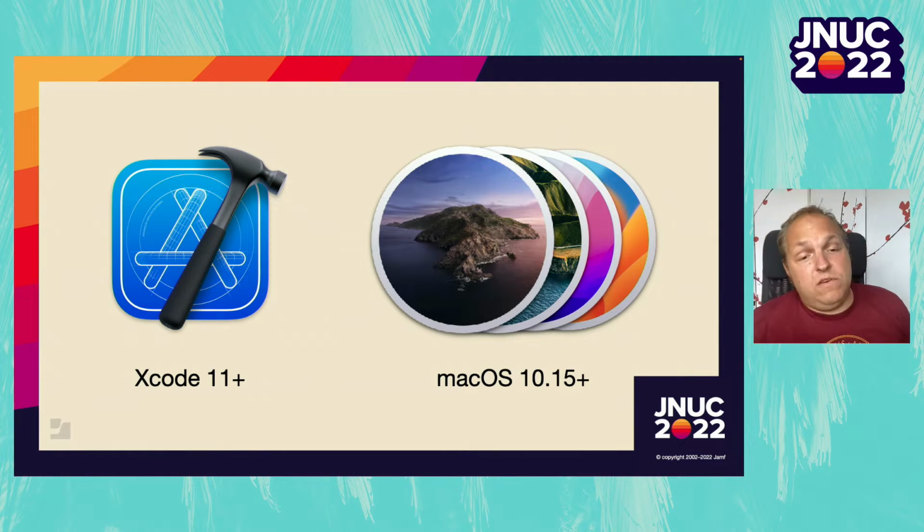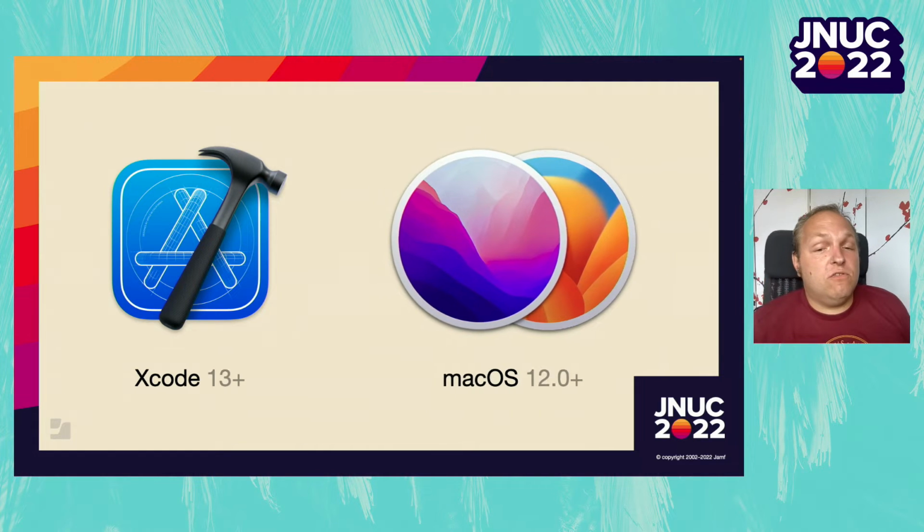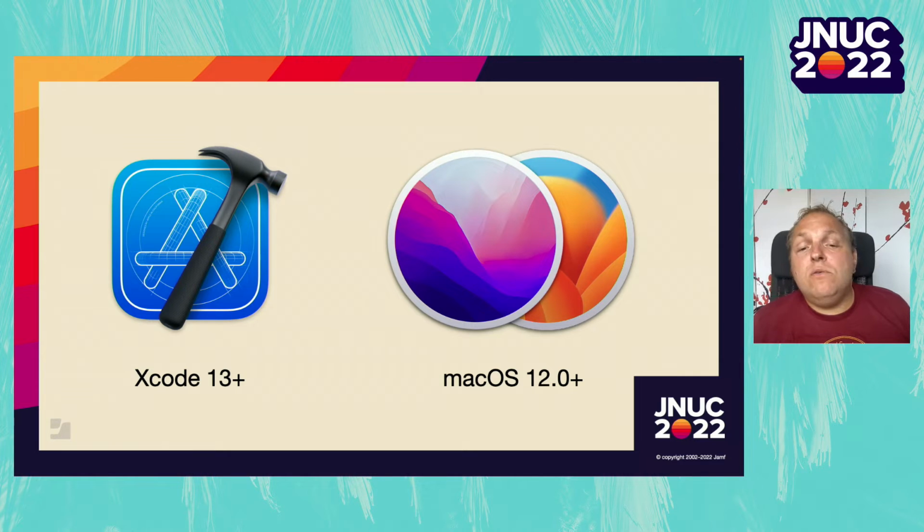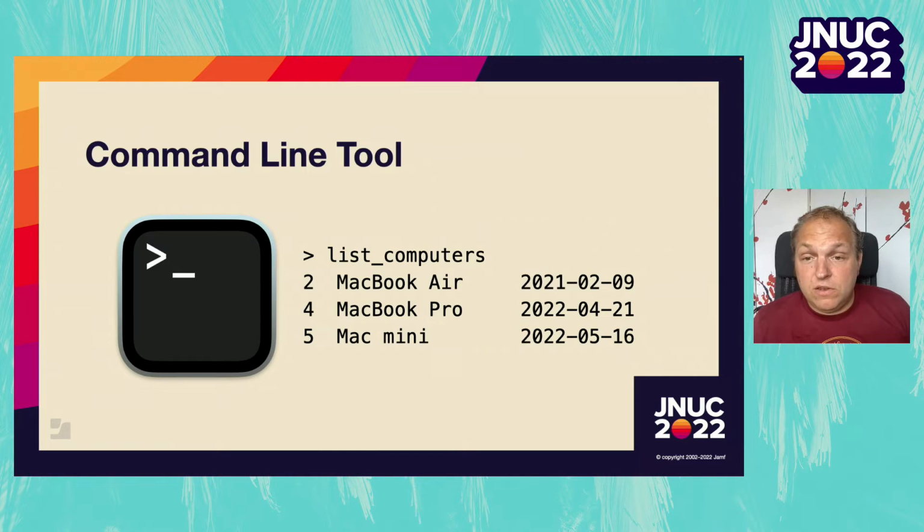So SwiftUI was introduced with Xcode 11 and macOS Catalina, but as I said earlier, we are going to use some features that don't work in macOS versions earlier than Monterey. So the code we are going to build today will work in Xcode 13 and higher and macOS 12 Monterey and higher. What are we going to do?